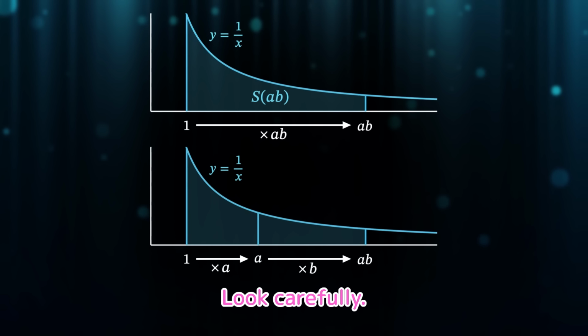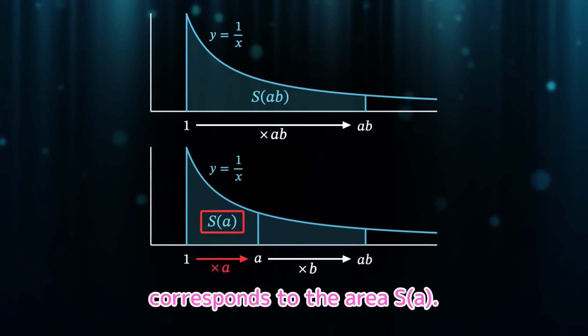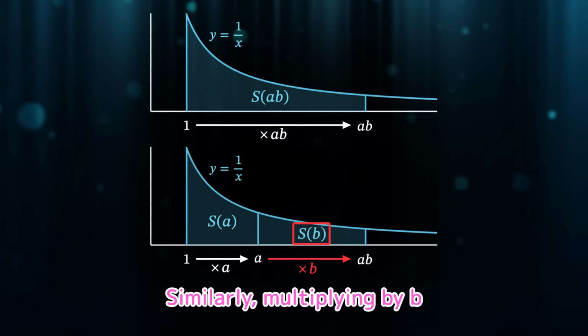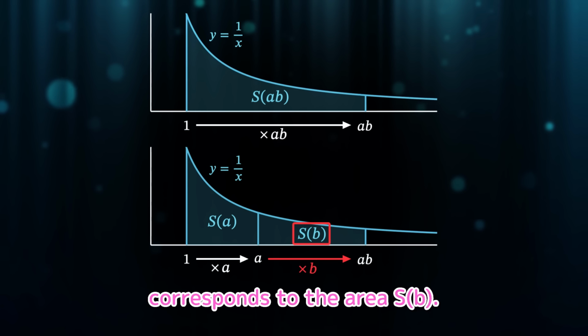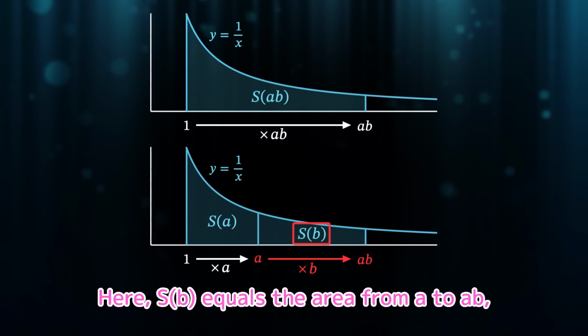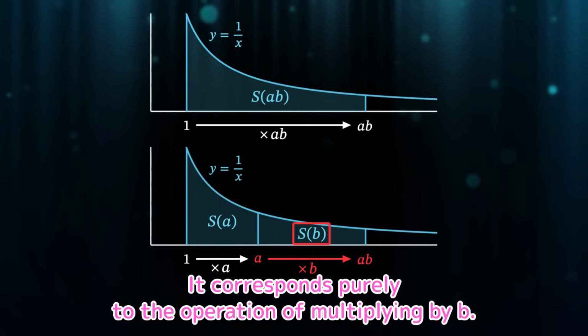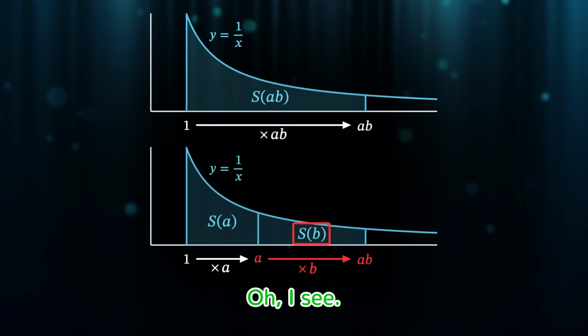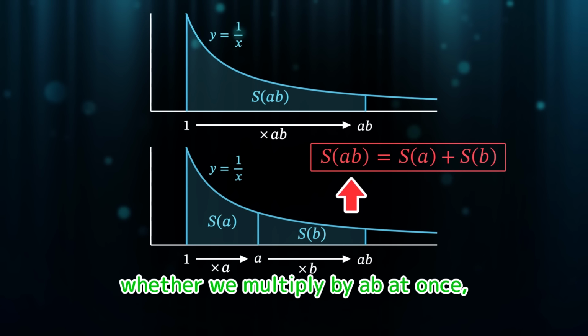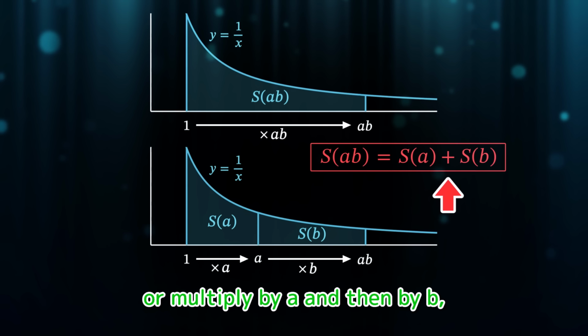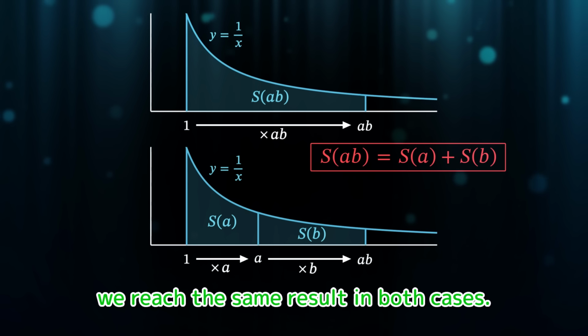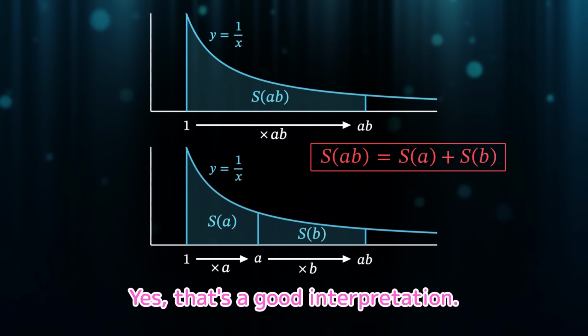Look carefully. Here, multiplying by A corresponds to the area S of A. Similarly, multiplying by B corresponds to the area S of B. Here S of B equals the area from A to AB, but it does not depend on A. It corresponds purely to the operation of multiplying by B. Oh, I see. So this equation means, whether we multiply by AB at once, or multiply by A and then by B, we reach the same result in both cases. Yes, that's a good interpretation.